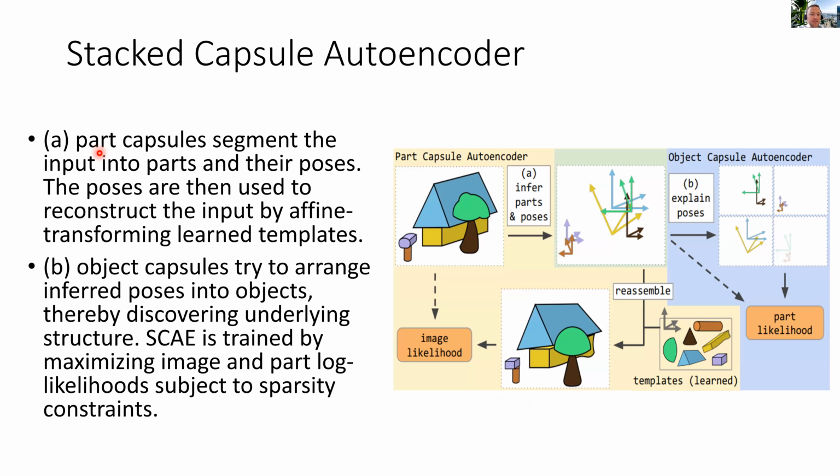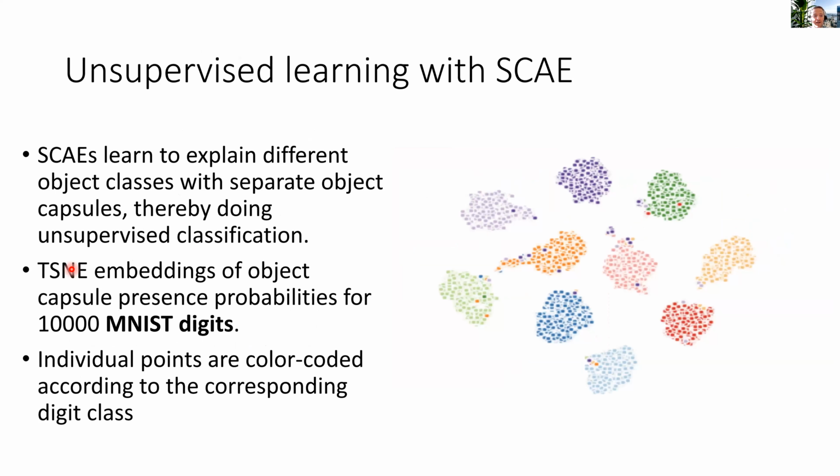Part capsules segment the input into parts and their poses. The poses are then used to reconstruct the input by affine transforming learned templates. Object capsules try to arrange inferred poses into objects, thereby discovering underlying structure. The SCAE is trained by maximizing image and part log likelihood subject to sparsity constraints. So they do classification in an unsupervised way.